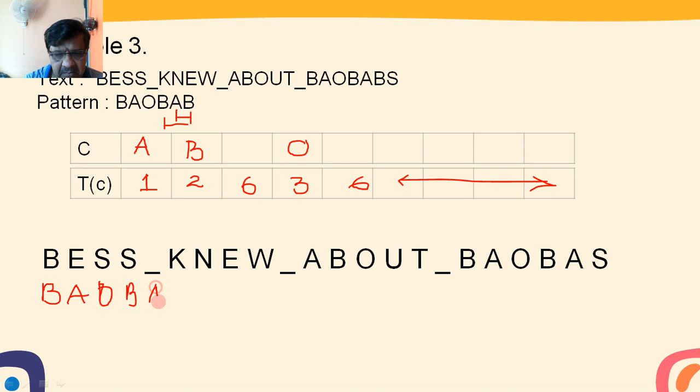BAO, BAB. So the number of comparisons here: there is a mismatch and there is no occurrence of K anywhere over here. So the number of comparisons for this alignment happens to be 1. So BABAB will be shifted over here.